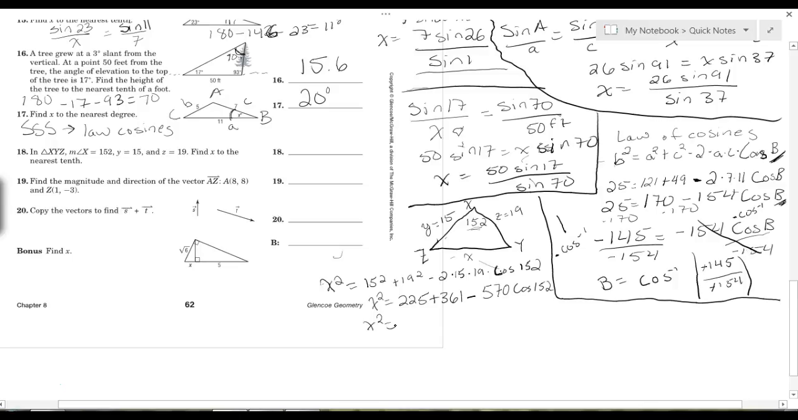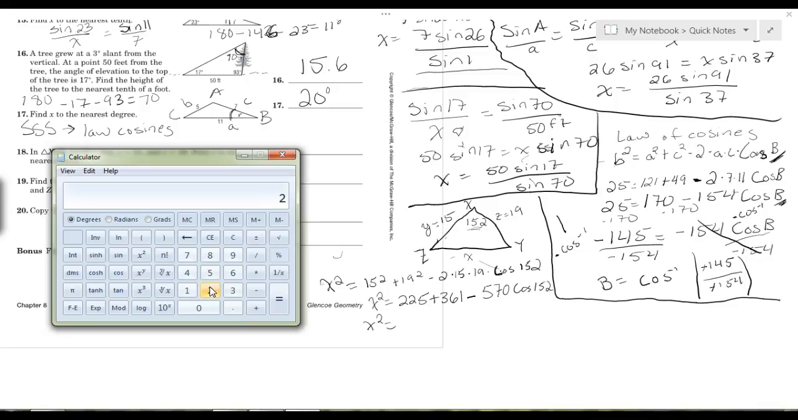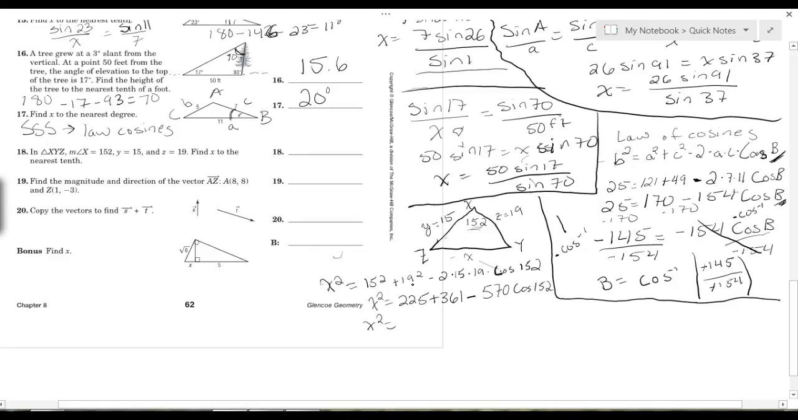So x squared equals, let's find out what 225 plus 361 is. 225 plus 361 equals 586. So 586 minus 570 times cosine of 152. So I'm going to go ahead and put that into my calculator now.